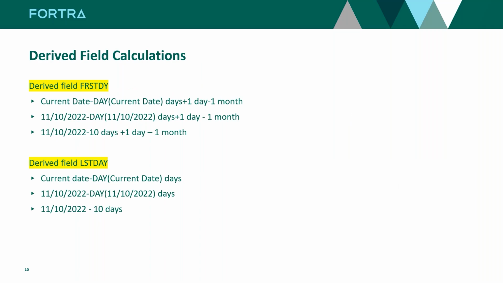In here, we just have a breakdown of the two calculations. For the first day of the previous month, this calculation uses the current date function. So I ran this query using today's date. So the calculation would break down to current date, which, today is November 10th, minus 10 days plus 1 day minus 1 month, which will give you the first day of the previous month. The last day calculation breaks down to the current date minus 10 days, which will give you the last day of the previous month. Next, please.